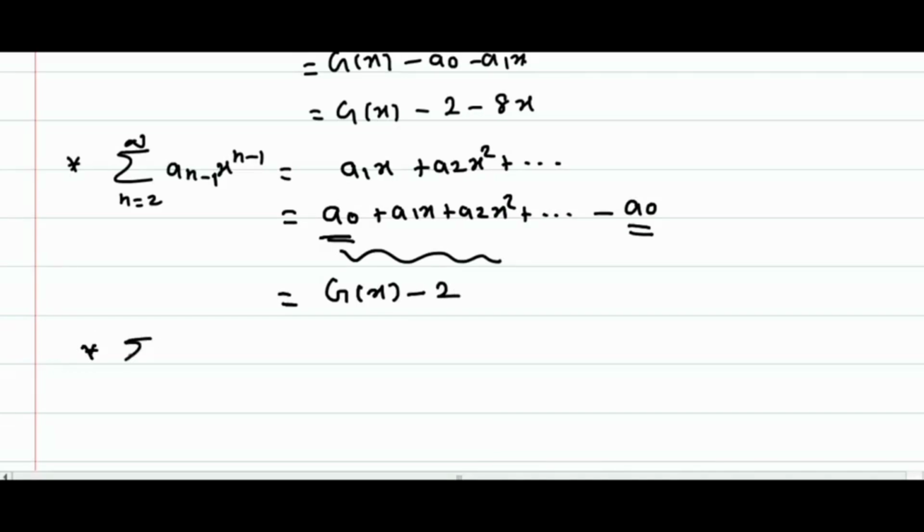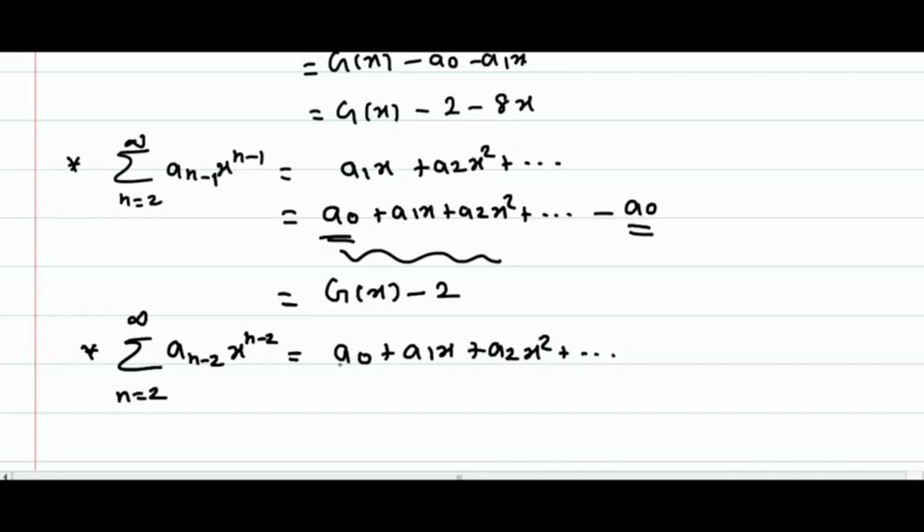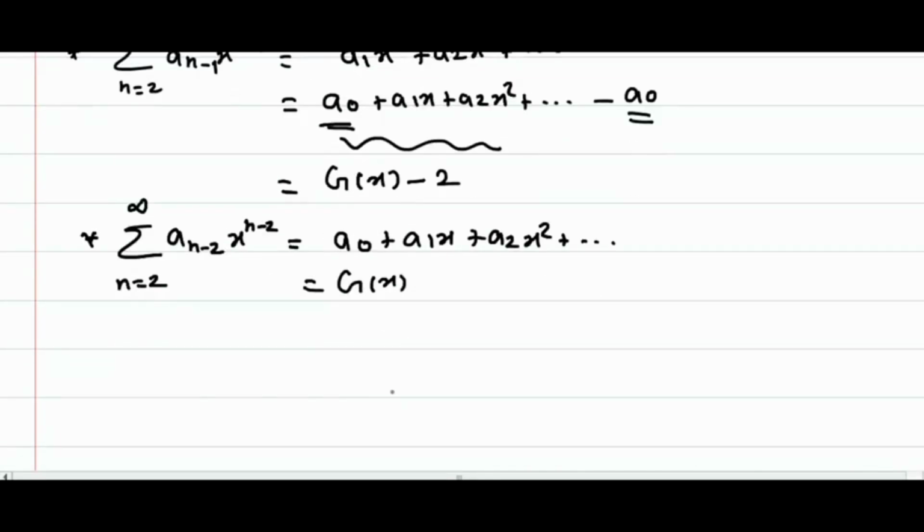Okay, similarly, we find the third term, summation n equal to 2 to infinity a n minus 2 x power n, that is equal to, substitute n equal to 2, 3, we get a naught plus a1 x plus a2 x square plus etc. Here you see this series already satisfies g of x only, so we do not add and subtract any term. Okay, what is the last term? The last term is coming to the right, summation n equal to 2 to infinity 4x whole power n.